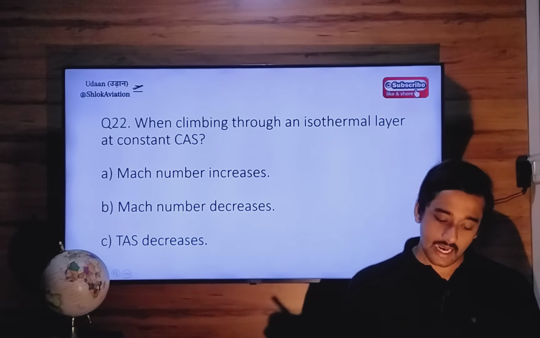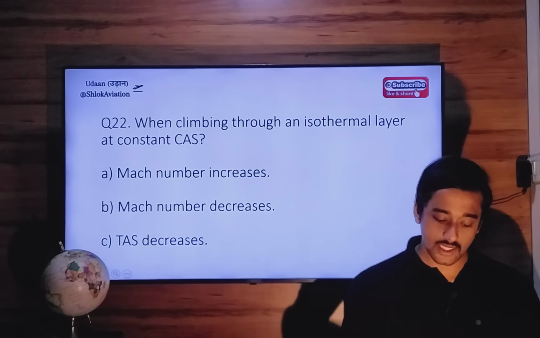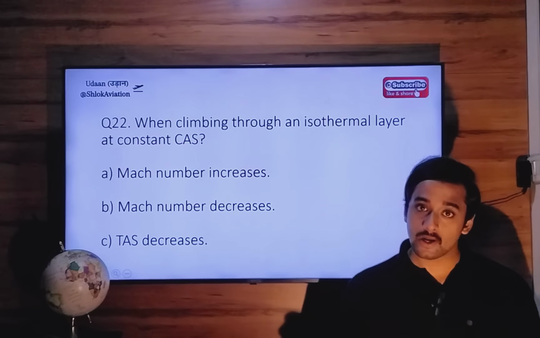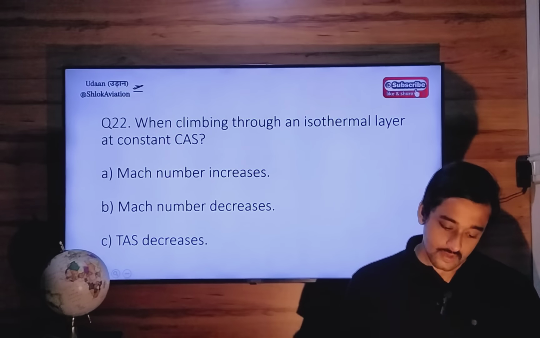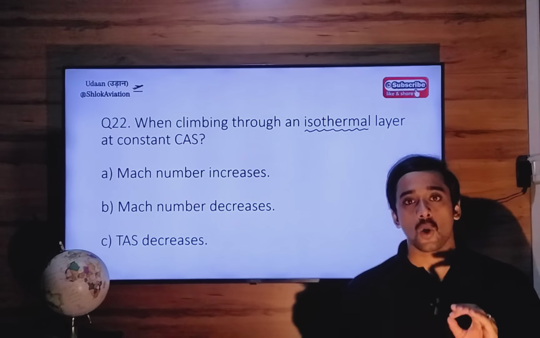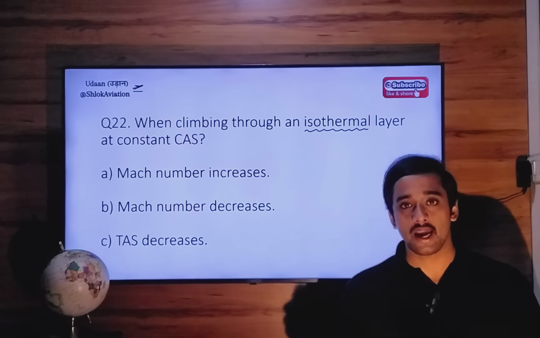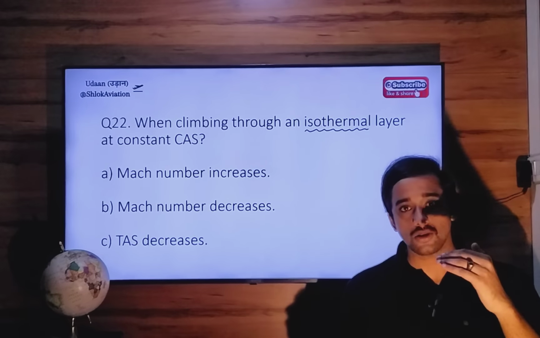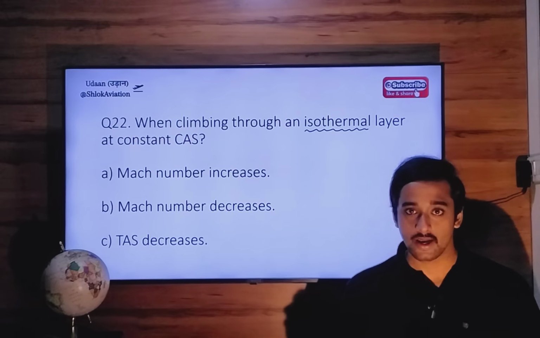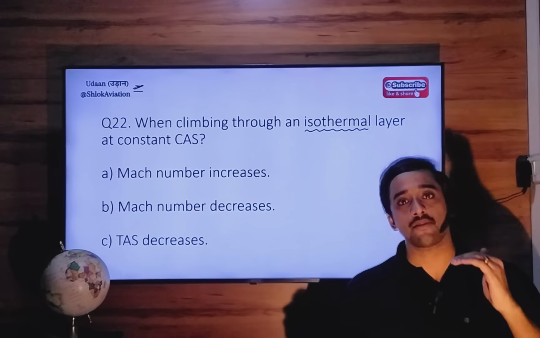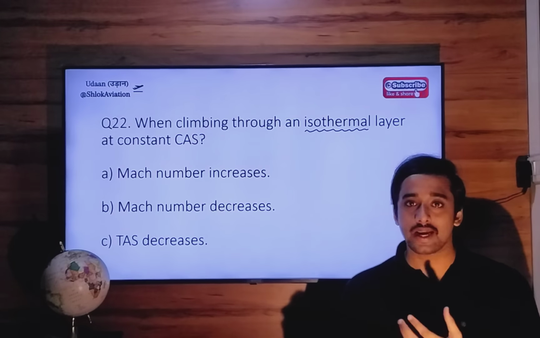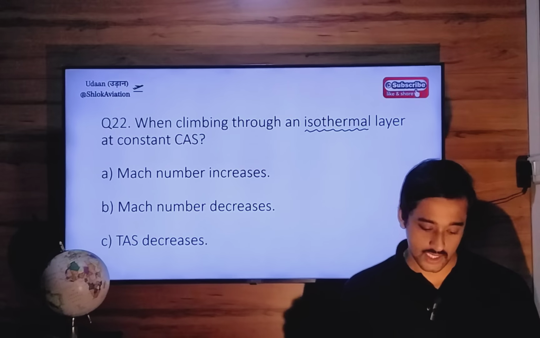Next, very important: when climbing through an isothermal layer at constant calibrated airspeed, what will happen to Mach number? What will happen to true airspeed? Okay, so an isothermal layer is an atmospheric layer of constant temperature. According to ISA, as we climb to higher and higher altitudes, our atmospheric temperature must decrease. But in an isothermal layer, even if you climb to higher altitudes, the temperature is going to remain constant. It won't decrease, it won't increase, it will remain constant.